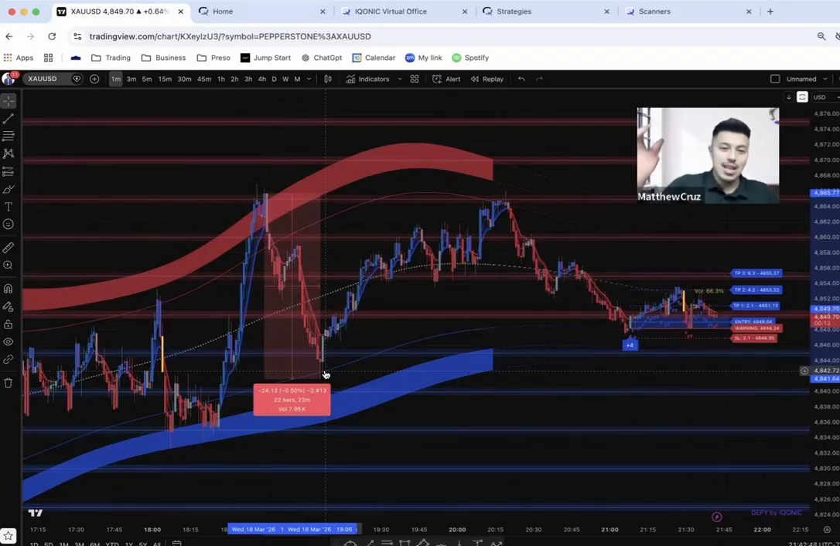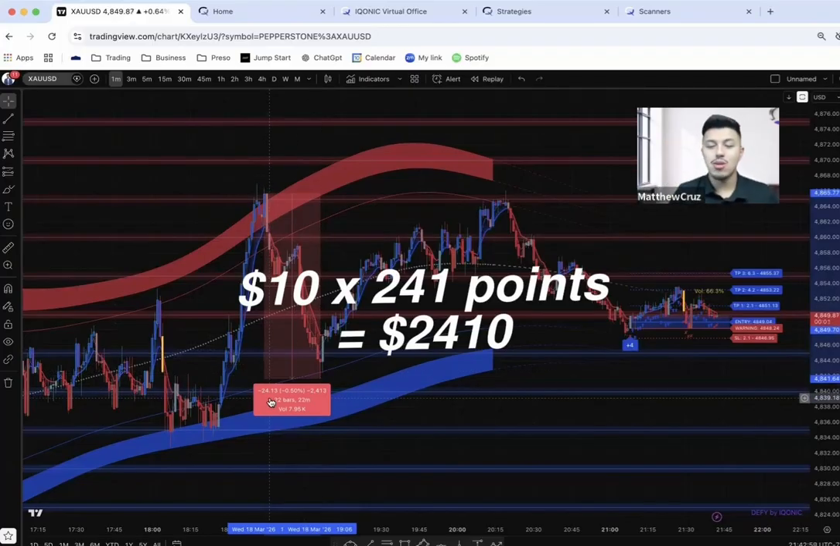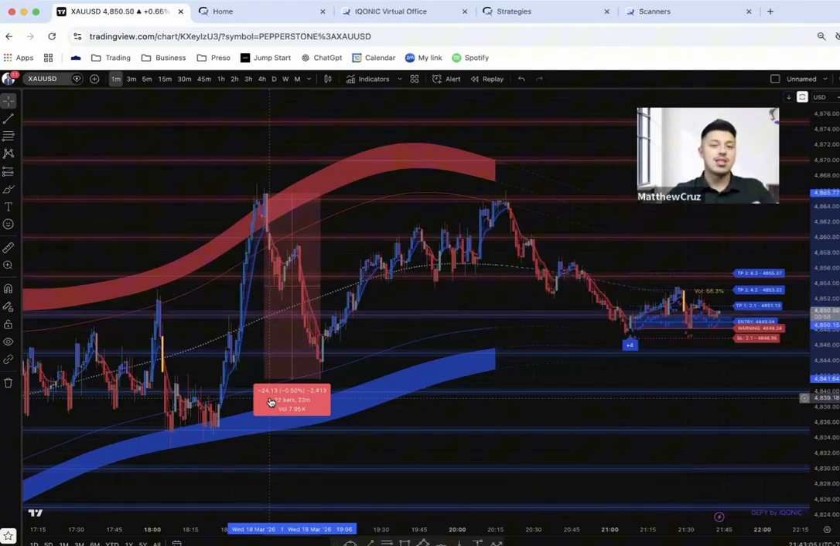Now, it gets even crazier. There are people in our community trading $10 per point. So on that same trade, if I shorted the market and 22 minutes later it dropped 241 points at $10 per point, you would have made $2,410 in 22 minutes. Once I understood that the same skill to make $22 in a couple minutes is the same skill to make $2,000 in a couple minutes, that absolutely blew my mind.